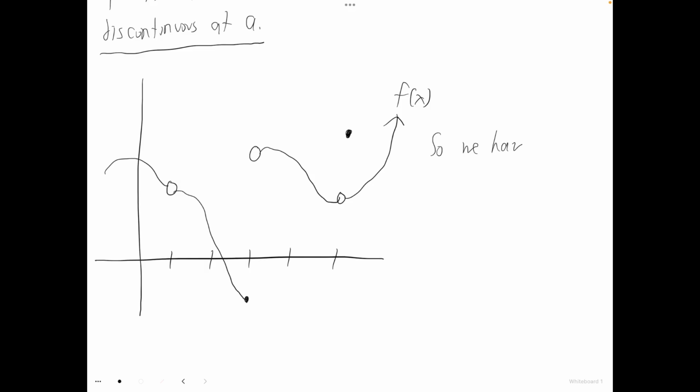So we have that f of x is discontinuous at x equals 1. So notice at x equals 1, the limit does exist. So the limit as x approaches 1 of f of x does exist. But 1 is not in the domain of this function. There's a hole there. And so that's a place where we would have a discontinuity.